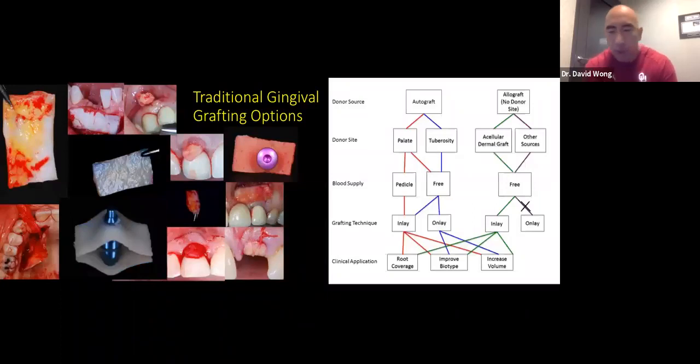Now, we don't have time to go over every single soft tissue option, because this is a chart that I made for a textbook publication a couple of years ago.